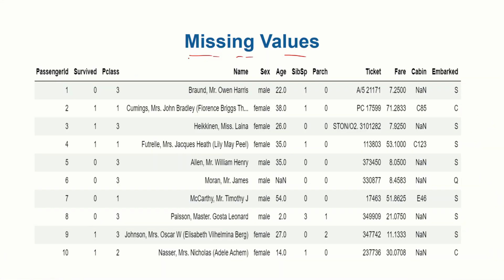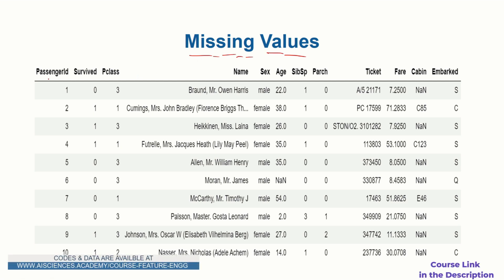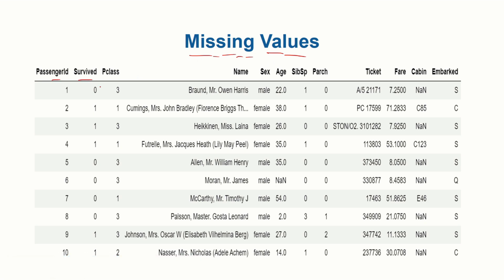So now is the time to learn about missing values, and later on we'll see how to deal with this thing. This is a snapshot of a data set that belongs to the Titanic. This is a passenger ID. This is survived. 0 means the passenger couldn't survive. 1 means the passenger survived. These are the names, and then gender, age, and so on. So we are interested in missing values.